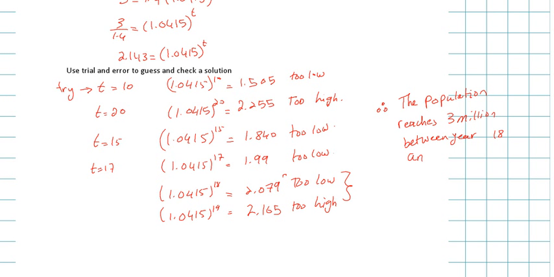Okay? So if you got the same amount, what do you put? If you got exactly the same answer, then you put that answer. So the population reaches 3 million between year 18 and 19.